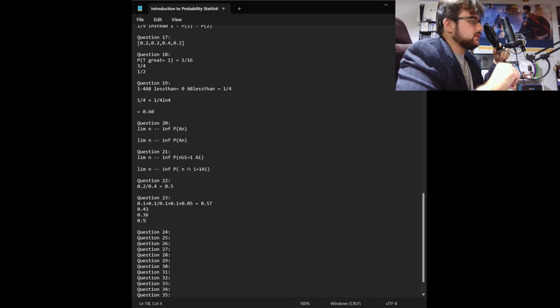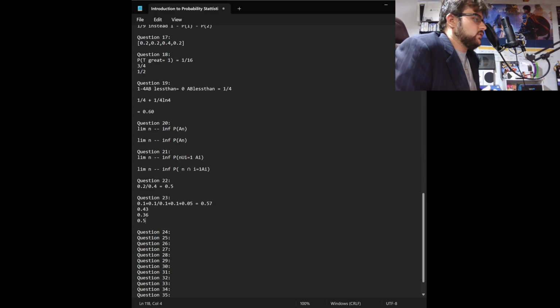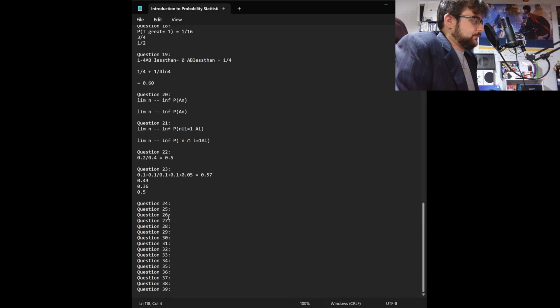And I'm just going to quickly tell you how it is. For B, to get 0.43, you put 0.1 plus 0.05 on top of 0.1 plus 0.1 plus 0.1 plus 0.05. That gives you 0.43. I'm on C now. 0.1 plus 0.05 over 0.1 plus 0.2 plus 0.1 plus 0.1 plus 0.05 plus 0.15 gives you 0.36. Then, if you take 0.1 over 0.1 plus 0.1, that gives you 0.5 for D. Very easy. Very easy.